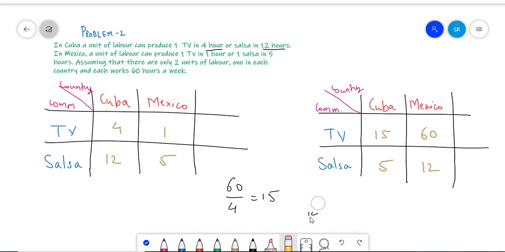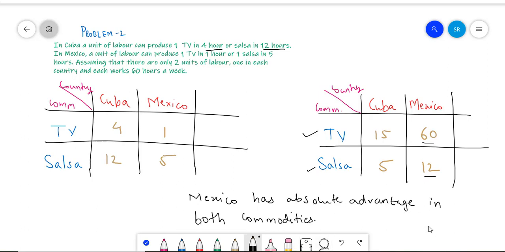Now, you can clearly see that by working for 60 hours a week, Mexico can produce 60 units of televisions and 12 units of salsa. This means it has an absolute cost advantage not only in producing televisions, because it is producing more than Cuba, but also in salsa.